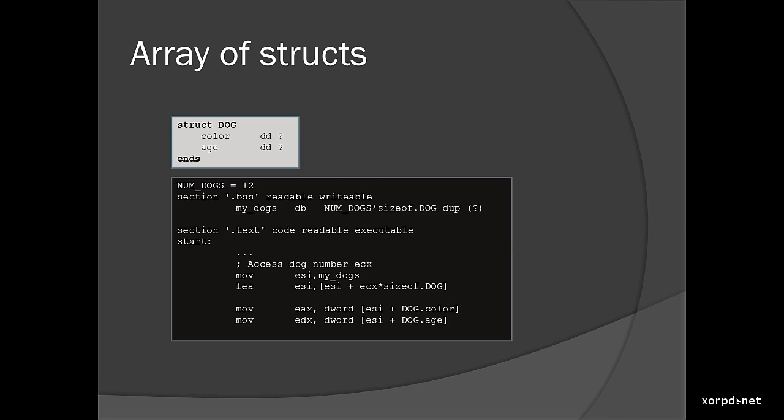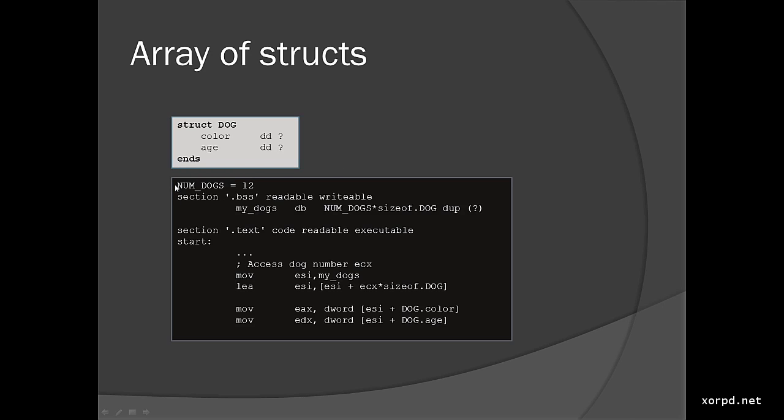I begin with the very simple idea of array of structs. For example, I want to have an array of dogs, where a dog is defined like this. It is a simple structure. Two fields of size dword each, which means that it has a total size of 8 bytes. So how can I define an array of this kind of structs? The simple solution is as follows.